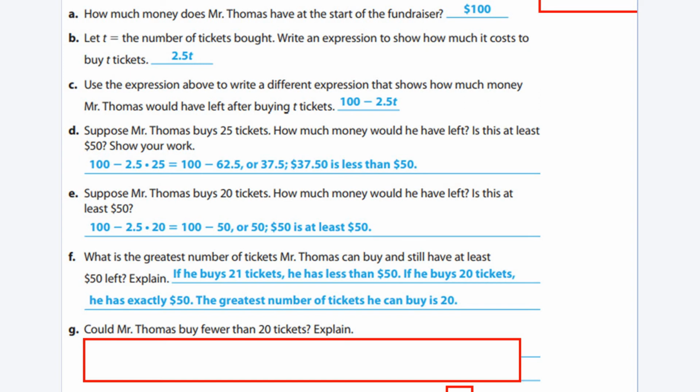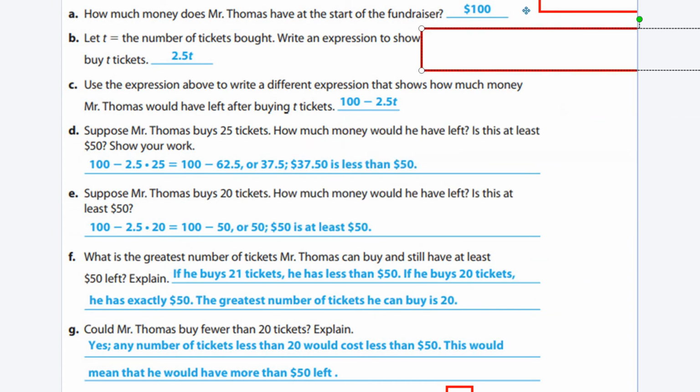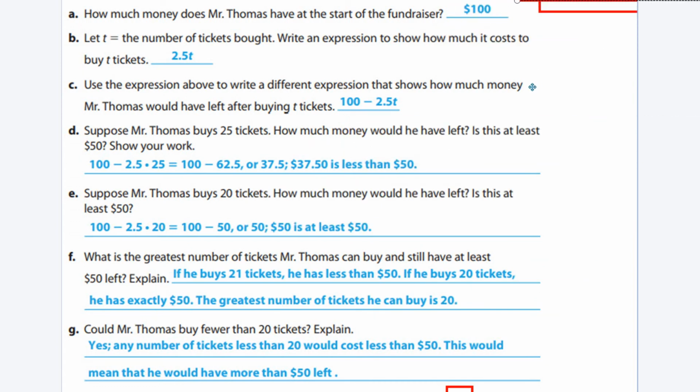Okay? Question G. Could Mr. Thomas buy fewer than 20 tickets? And the answer is, of course, yes. Any number of tickets less than 20 would cost less than $50. So that would mean he would have more than $50 left. And what I would do, you can create a table or you can actually try it out. So if it was 19 tickets, how much money would he have left? If you bought 19 tickets, if you bought 18 tickets, try those out and you'd see that that would work.